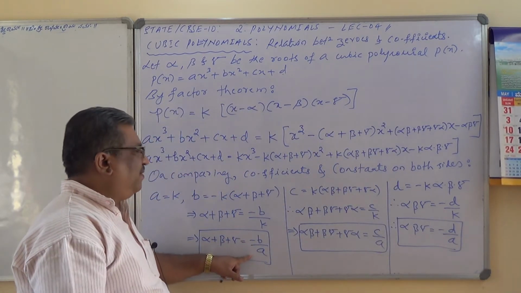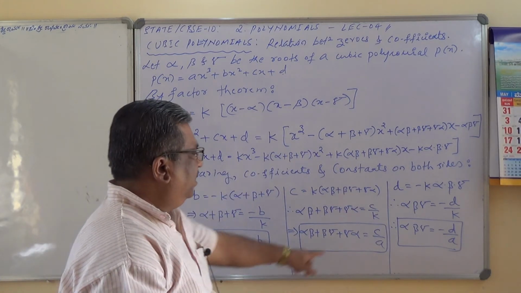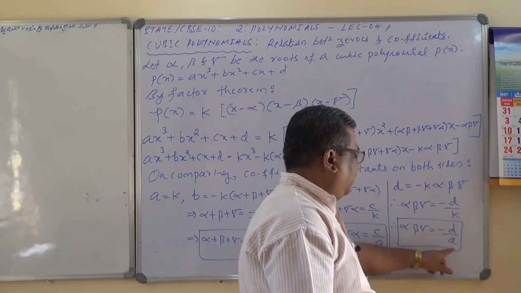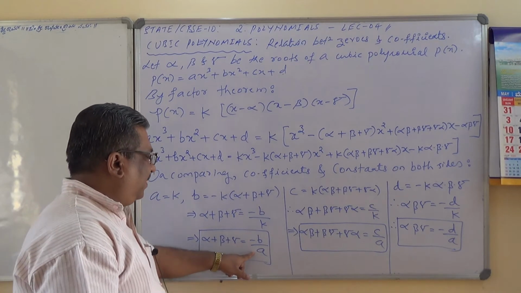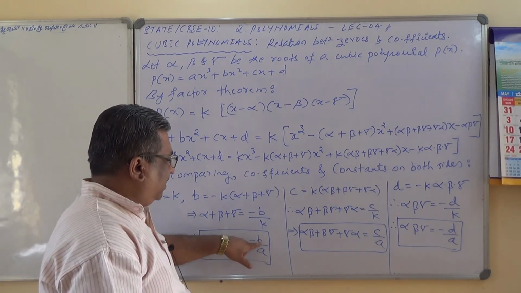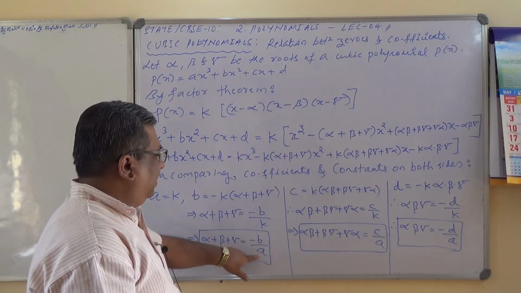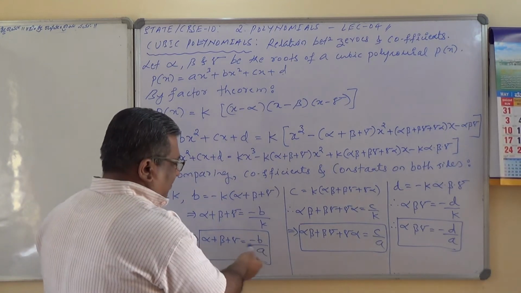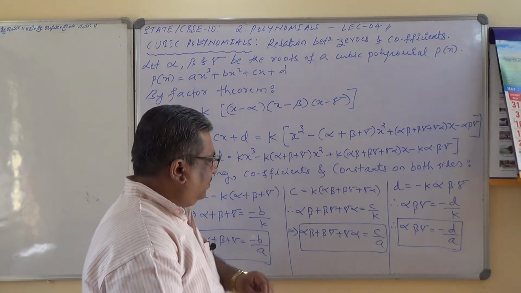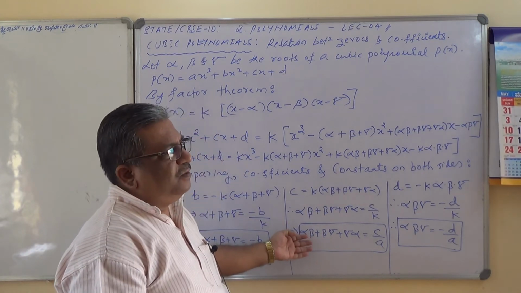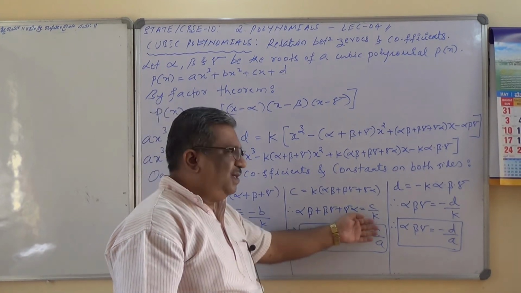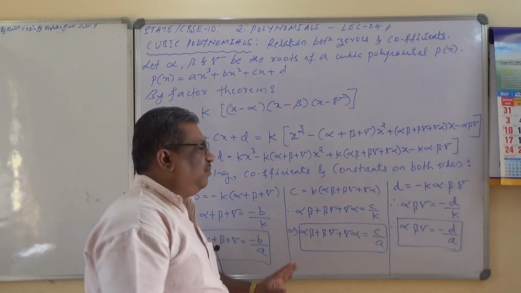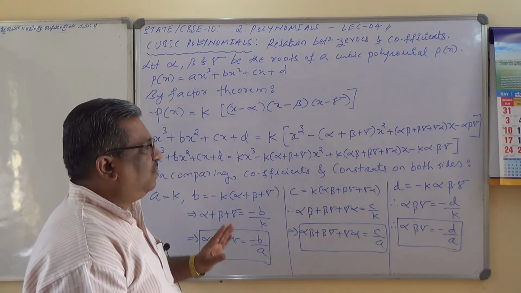What is b here? Coefficient of x square. Here it is coefficient of x divided by coefficient of x cube, and the constant term divided by coefficient of x cube. So the very important results which we obtained are: alpha plus beta plus gamma, the sum of zeros, equals minus b by a; the sum of the product of two zeros taken together is c by a; and finally the product of all the zeros is minus d by a. These are the three things which we are going to use for solving the numericals.